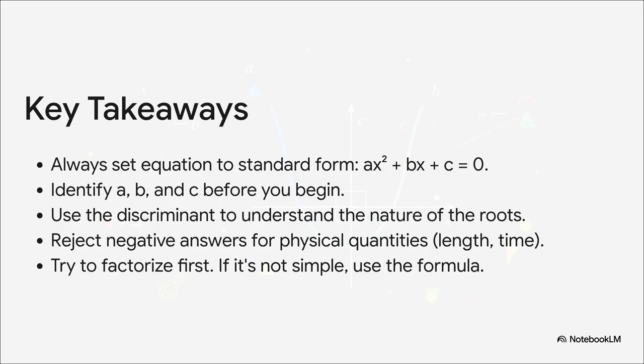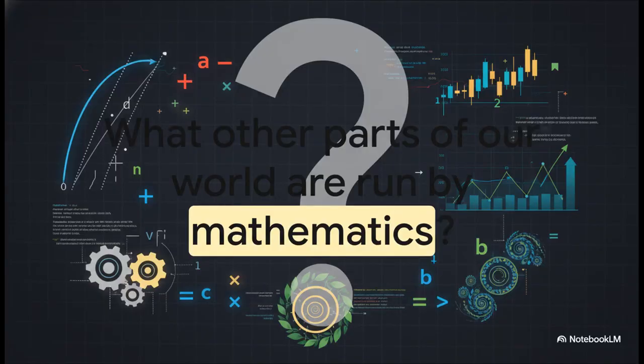4. In word problems, use common sense. You can't have negative distances or time. And 5. Always try factorization first. It's faster. If that doesn't work, bring out the big gun, the quadratic formula. See, the quadratic equation was never just about a math class. It's a language that describes how our world actually works. That code is all around us, in physics, in nature, in finance. So the real question is, now that you can see this pattern, what other codes are you ready to crack?